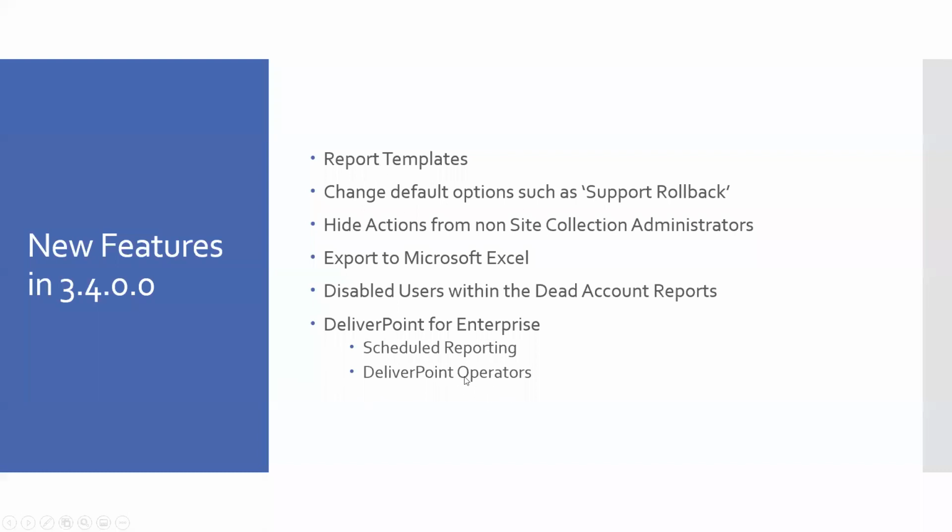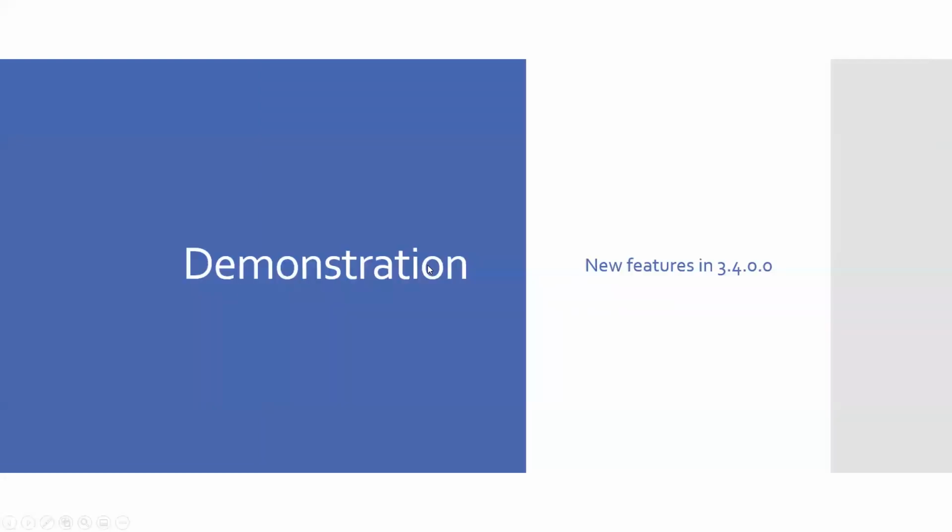We've also got in the enterprise version the ability to set up DeliverPoint operators as well, which is something we had in the on-prem version. This overcomes the challenge of having to give users full control to everything that you want them to be able to report and manage. Instead of doing that, you can actually have somebody that may be a help desk operator, give them the ability to use DeliverPoint to report permissions. So even if that help desk operator does not have full control to a site, they will still be able to use DeliverPoint to be able to see who's got access to it or grant somebody access to it. All right, so they were the new features in 3.4.